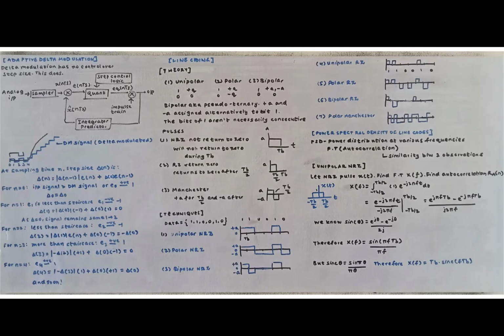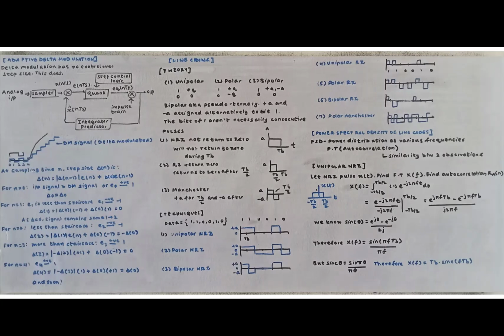Unipolar NRZ: you'll see that for high bits, your amplitude is plus A, and for low bits, your amplitude is 0. Fairly simple. For polar NRZ, your amplitude is plus A and minus A for high bits and low bits. For bipolar, the first high bit has an amplitude of plus A. The second high bit has an amplitude of minus A. Then you have a bunch of zeros which don't really matter. Then you have another high bit, which has an amplitude of plus A because minus A was the last one.